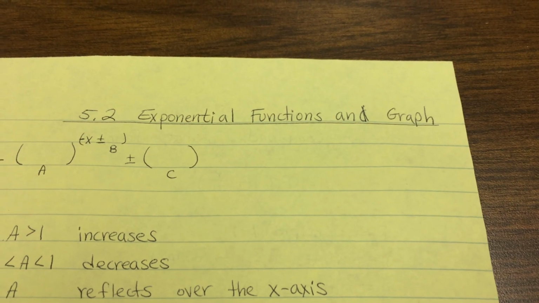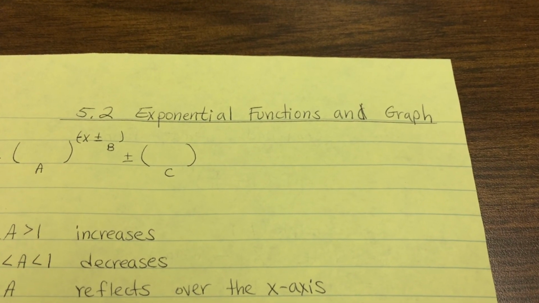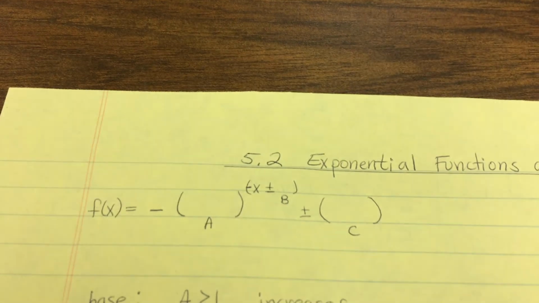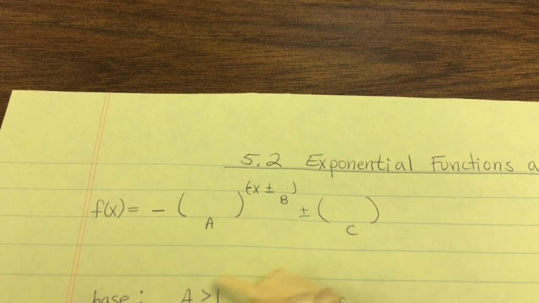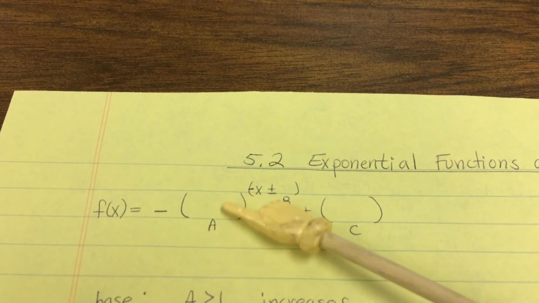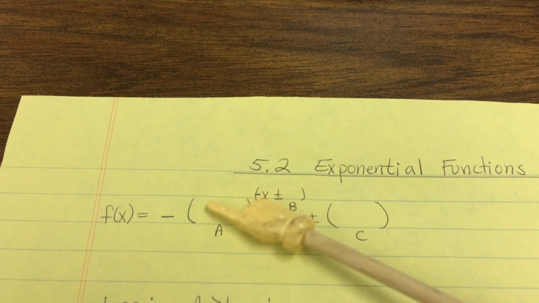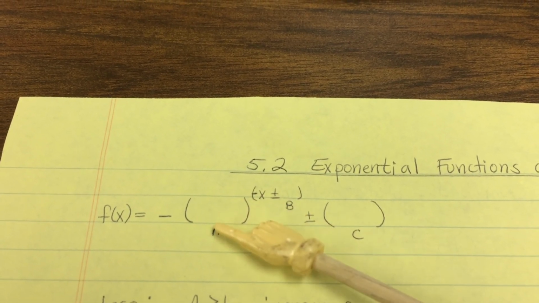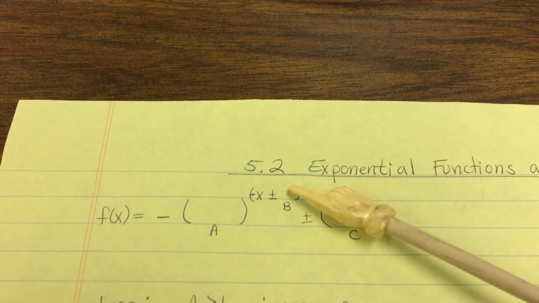The section's on 5.2 exponential functions and graphs. So what we're going to be given is something similar to this, where you have f of x is equal to, and then normally this is either a fraction or a whole number, and that's called a base, and then you're going to have an exponent up here.